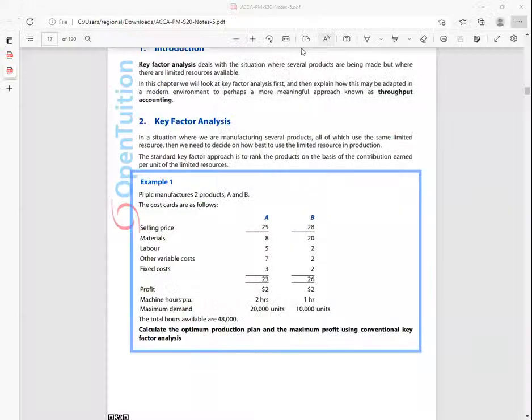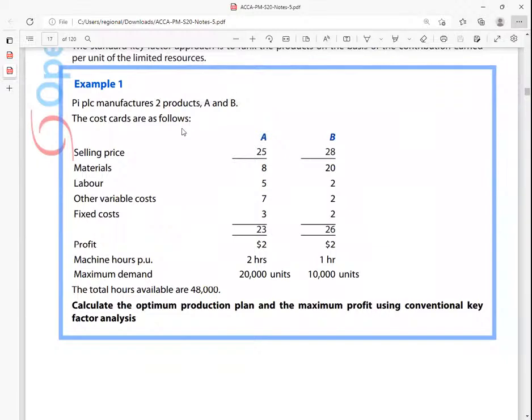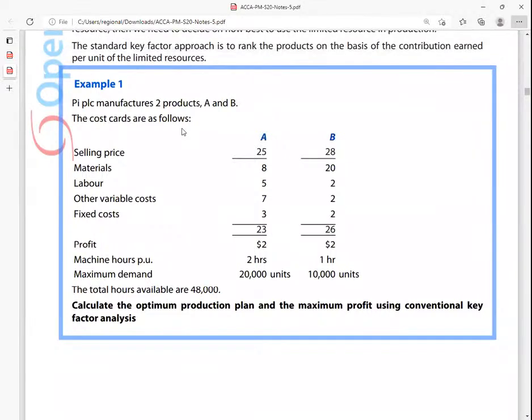So we have your key factor analysis. You're given an example here. They've told us how PLC manufactures two products, A and B. Then they have given us the cost curve for the two products. Profit is given down here, if you can see. Then we have machine hours per unit. Then we have got maximum demand.